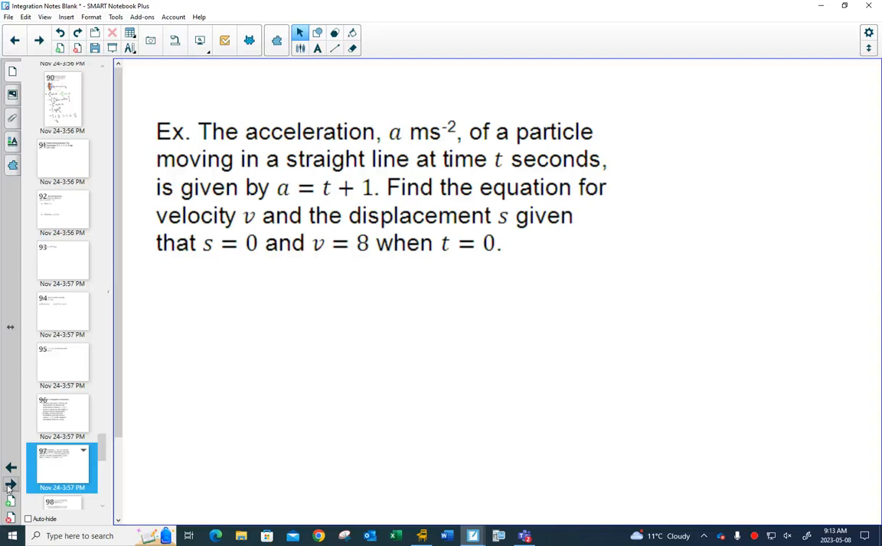So what these questions really get back to is something we did early on in our integration units. Remember when we did the solving for C questions? When you integrate, there's always a plus C, but if you want to find that C value, you need some additional information. Almost all of these kinematic questions work that way. Here they say, here's the acceleration, it's t plus 1. Find an equation for velocity.